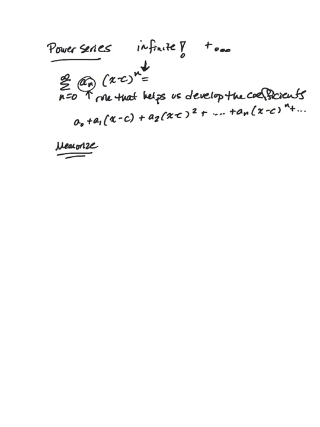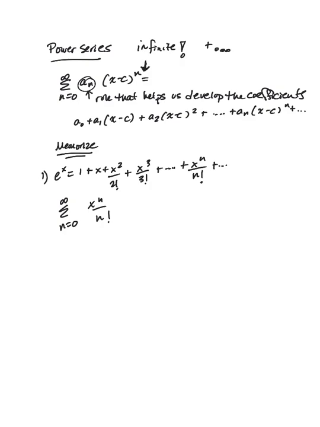So you're going to need to memorize that the power series for e to the x is 1 plus x plus x squared over 2 factorial plus x cubed over 3 factorial, dot dot dot, plus x to the n over n factorial, plus dot dot dot. So you can write this out. This is the same thing as the series from n equals 0 to infinity of x to the n over n factorial. Try it. Okay, so that is e to the x.